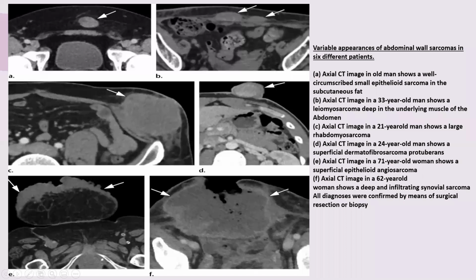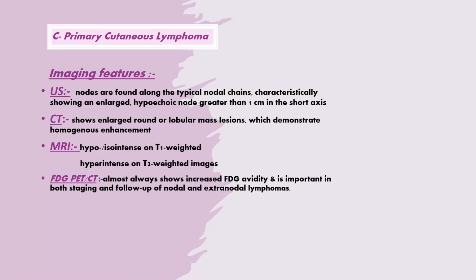Primary cutaneous lymphoma, which is among the solid lesions. Imaging features: ultrasound, nodes are found along the typical nodal drain, characteristically showing an enlarged hypoechoic node greater than 1 cm in short axis. CT shows enlarged round or lobular mass lesions which demonstrate homogeneous enhancement.